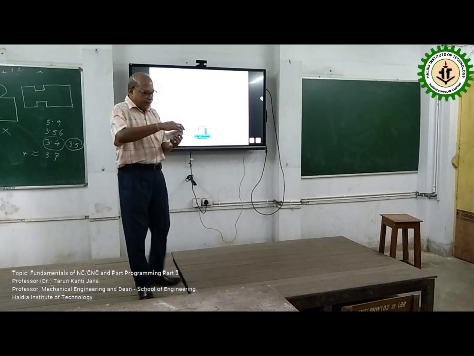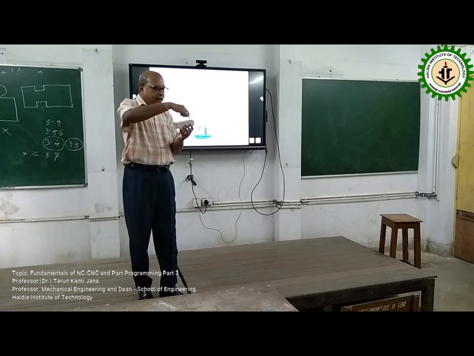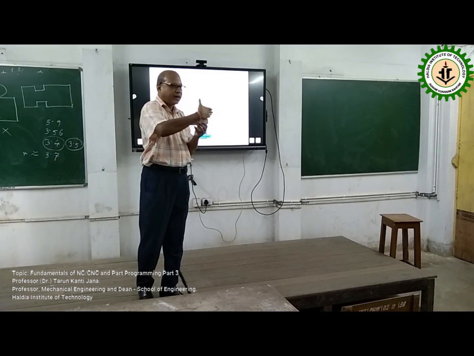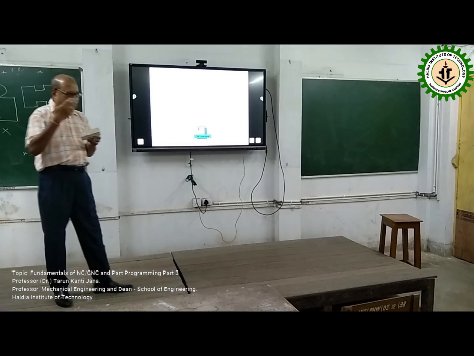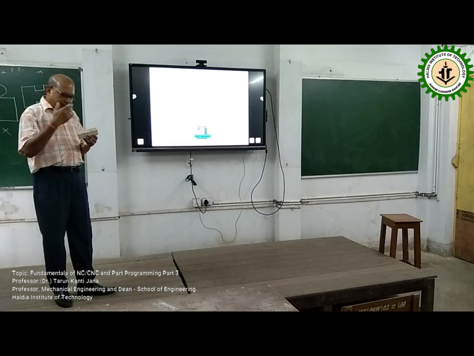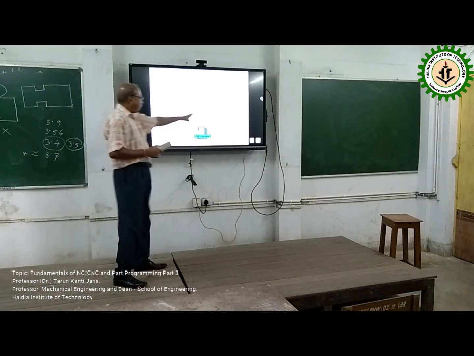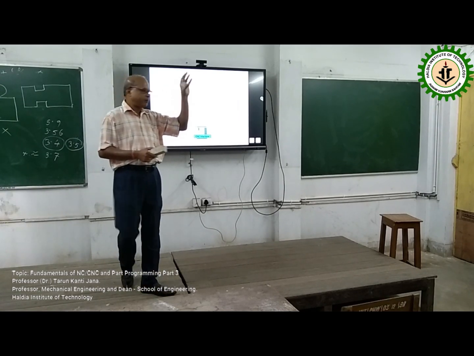It may so happen that in addition to all 4 sides, there may be a last operation where you can have some wedge cut like this. So according to your choice, in a logical manner, you have to identify the sequence of operations and the machining parameters, that is, the speed, feed, and depth of cut.